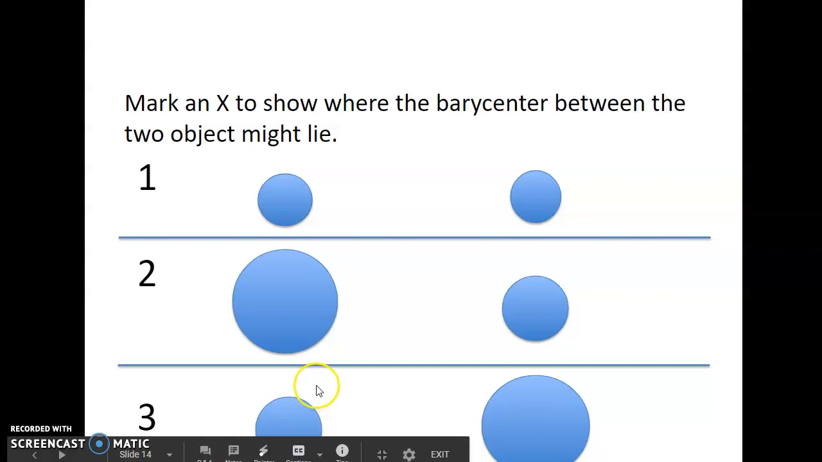And then example 3 is just the flip of 2. So remember, this binary body on the right looks like it has a larger mass than the other. So our barycenter would be closer to this one.